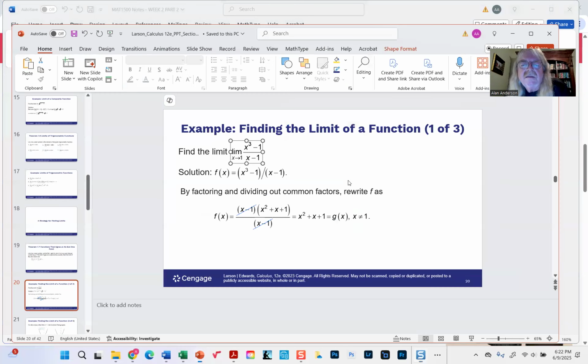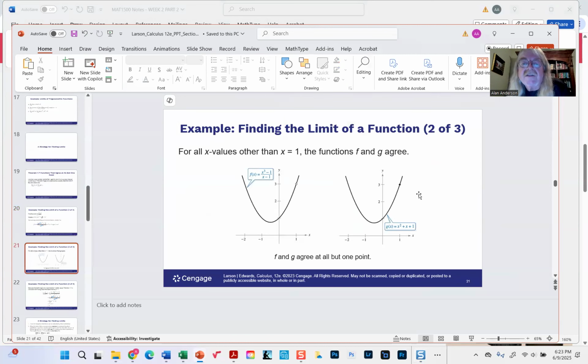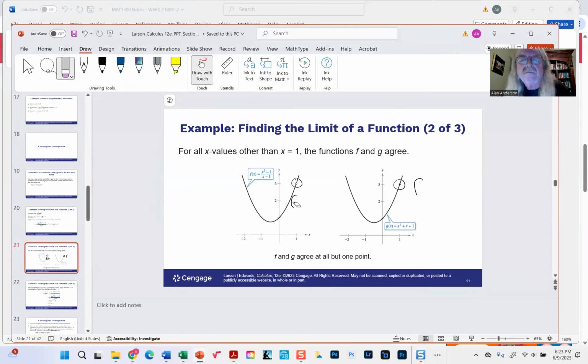And so, yes, they put them together. So you can see they agree at all but 1 point, which implies this limit is the same as this, which in turn is f of 3. Sorry, f of 1. I'm sorry, I shouldn't have said that. It's g of 1 because that's the one that's defined there. So while over here f of 1 does not exist, it doesn't matter because g of 1 does, and it's equal to 3.